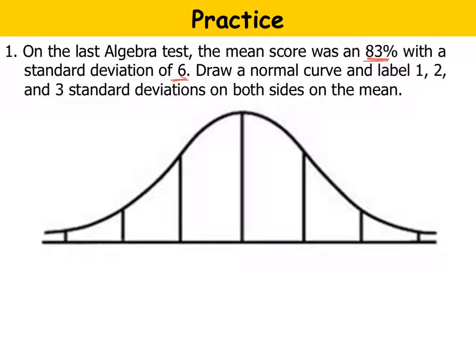So with a mean of 83, we know again that that middle line is your mean. And then we know that your standard deviation here is 6. So that means that every time you move to the left or right of the mean, each of those next lines would be 6 spaces away from your mean.